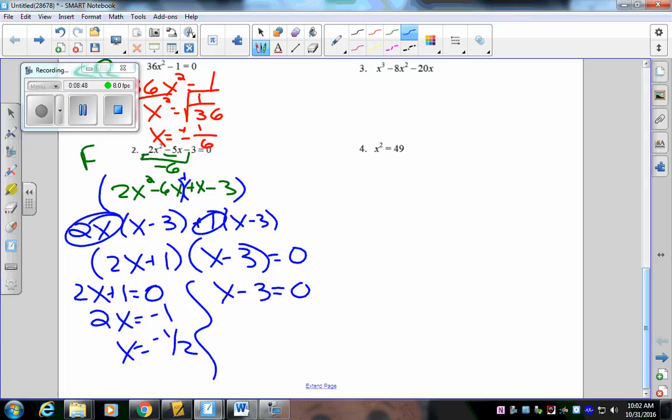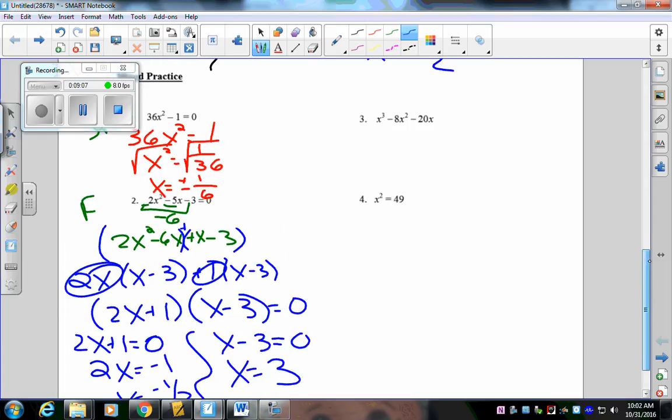All right, so the factor 2x plus 1 gives negative 1/2 as a solution, or a 0. And x equals 3. Okay, it's okay to get fractions, guys. That's fine. Not everything's going to be a perfect, pretty whole number. So negative 1/2 and 3 are my answers.